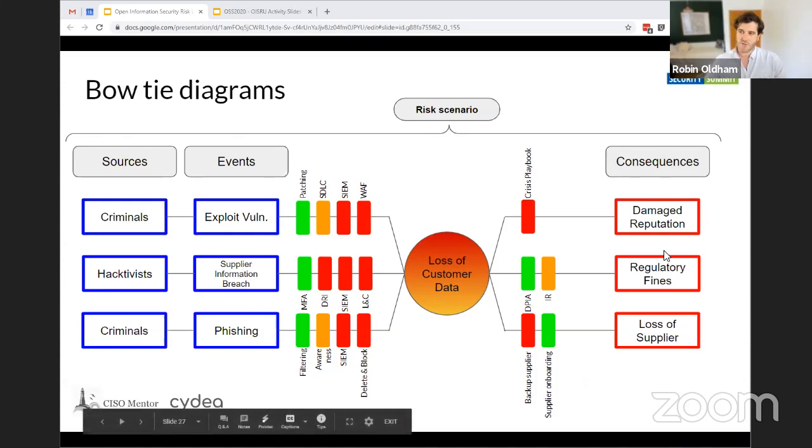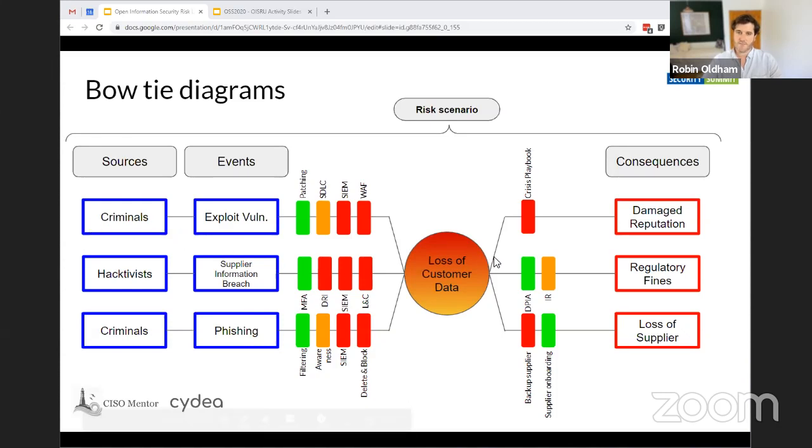So it's not just regulatory fines. There might be reputational damage. And if this is a supplier that's providing this service to you, they may be processing your data on your behalf. It may be a scenario where the consequence is the loss of that supplier, that it's untenable for them to continue your business relationship.